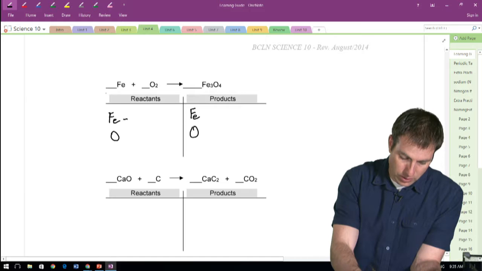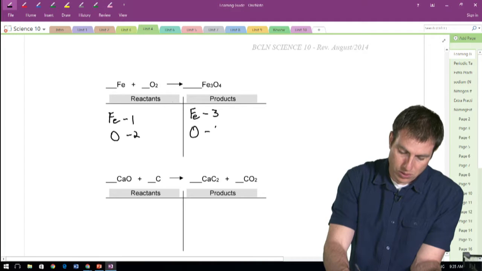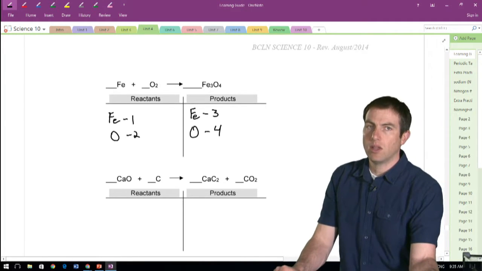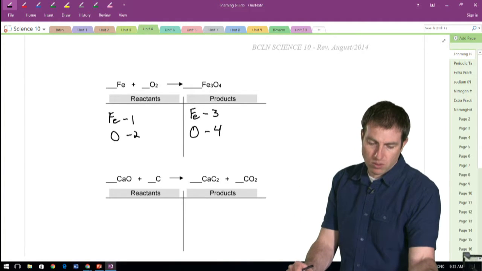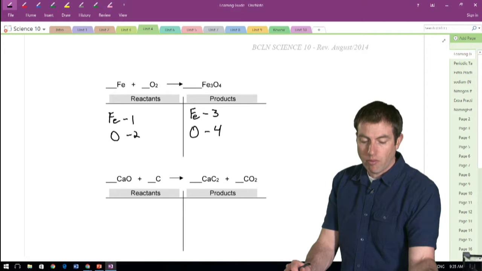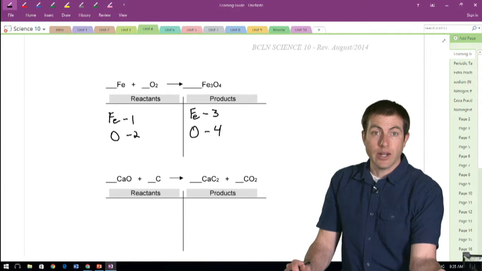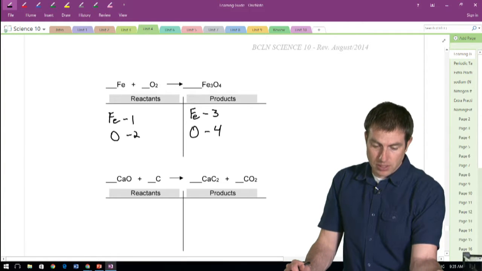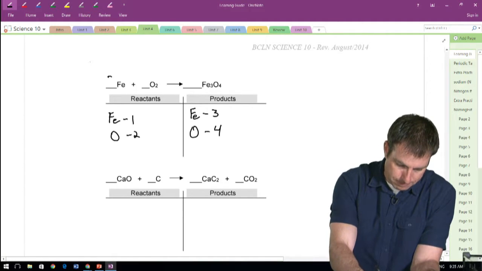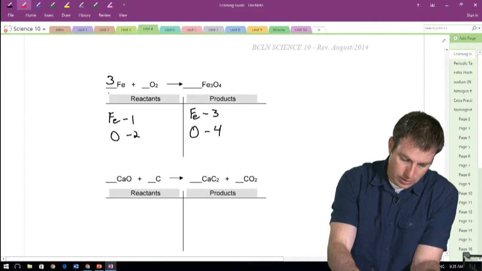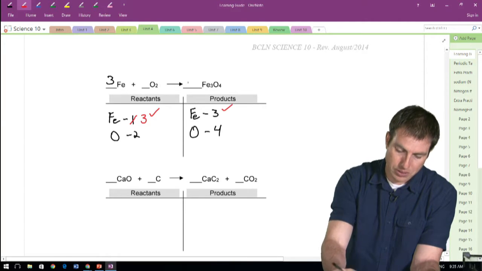So iron on the reactant side I have 1, and oxygen there are 2. On the product side I have 3 iron, and oxygen there are 4. Now that I've identified my reactants and products, I can see that they're clearly not balanced. I have 1 iron, 3 irons. I have 2 oxygens, 4 oxygens. So I need to balance these. The first thing I come across is iron. I have 3 on my product side and only 1 on my reactant side. So I'm going to put a 3 here, and that changes the number of irons I have from 1 to 3. Now my irons are balanced, 3 and 3.